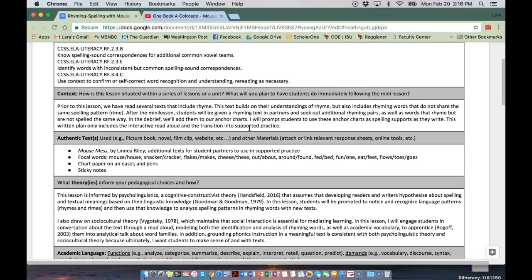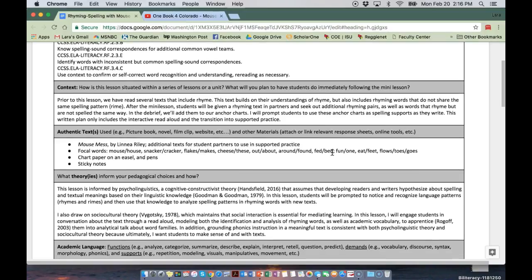So at the end of this lesson, students are going to be given a rhyming text in partners, and they'll seek out additional rhyming pairs, as well as words that rhyme but are not spelled in the same way. Then at the end, we would debrief and add those words to an anchor chart. And then I would prompt students to use those anchor charts and supports as they write.